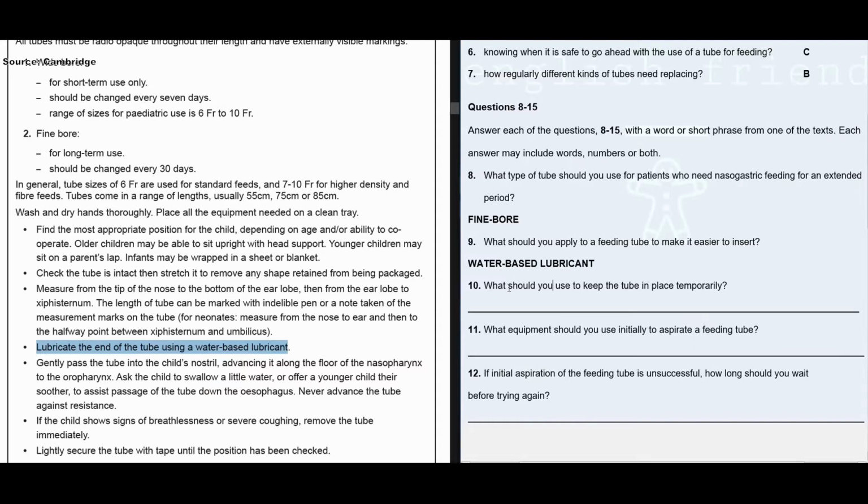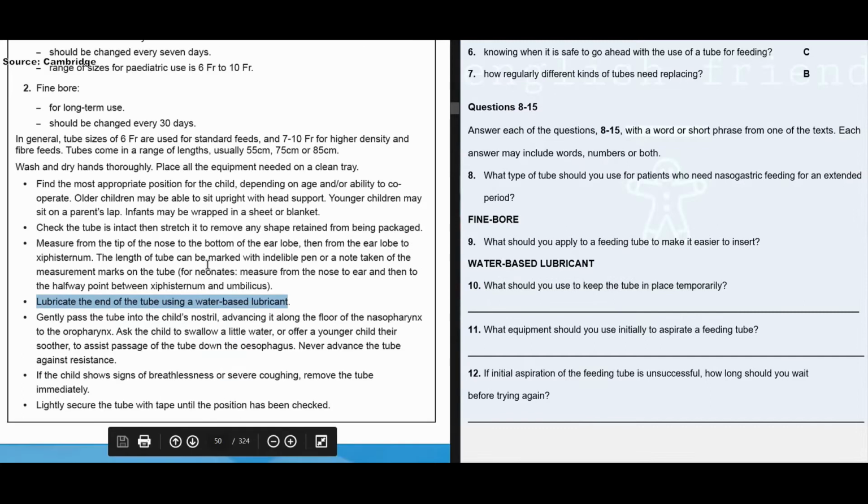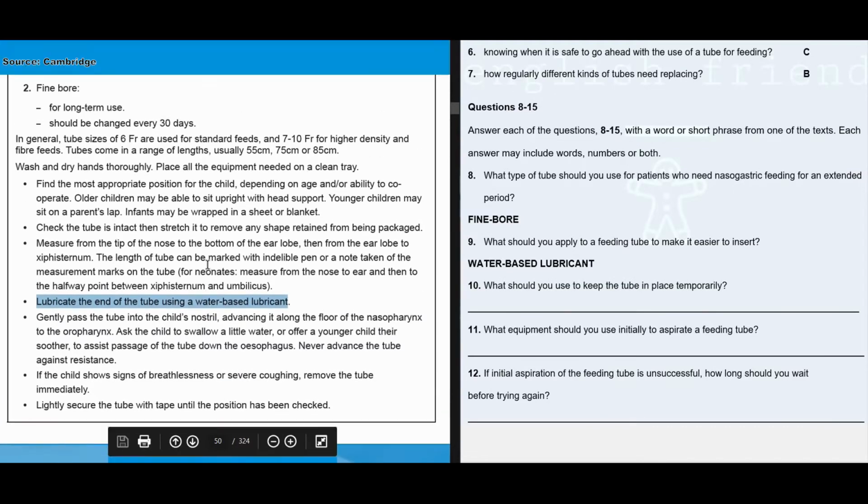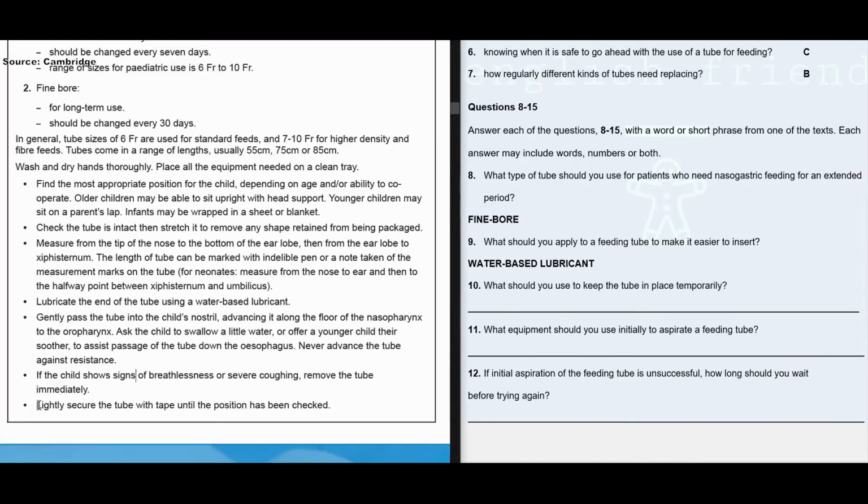Question number 10. What should you use to keep the tube in place temporarily? This information can also be found in the same text. Here it says, lightly secure the tube with tape until the position has been checked, which means a tape can be used to keep the tube in place temporarily. So the answer for question number 10 is tape.